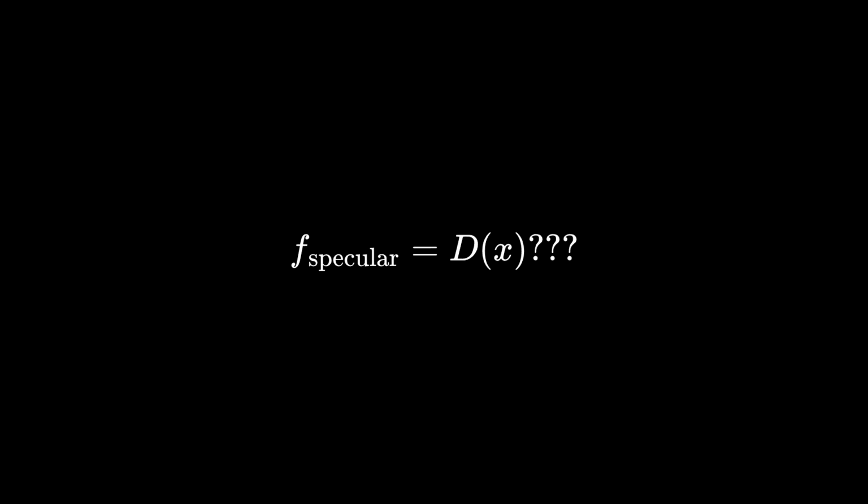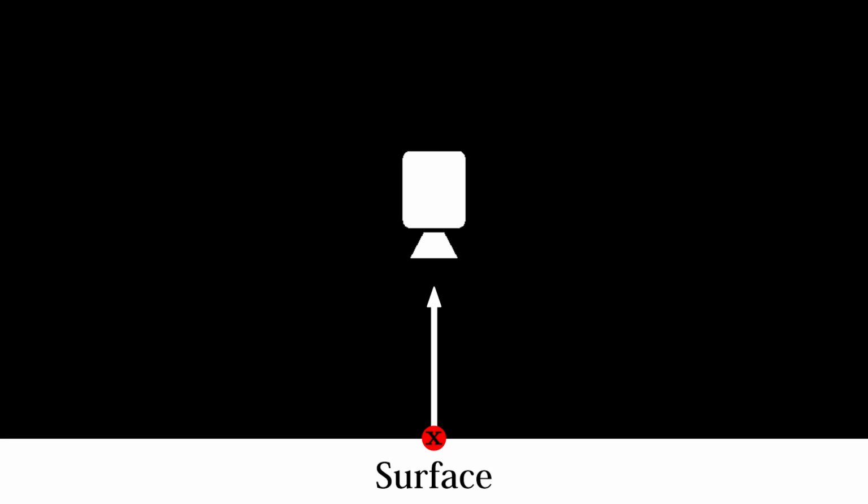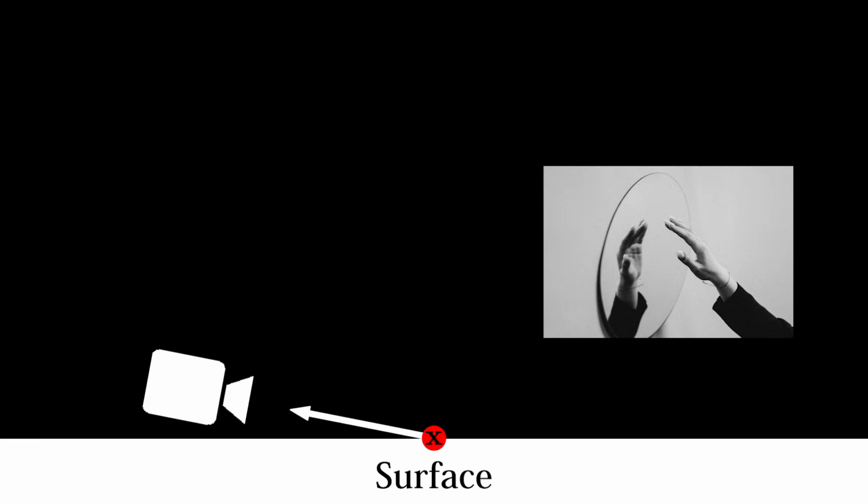The next term of the microfacet model is the Fresnel equations, which describe a phenomenon in which surfaces demonstrate greater reflectivity when viewed at grazing angles.